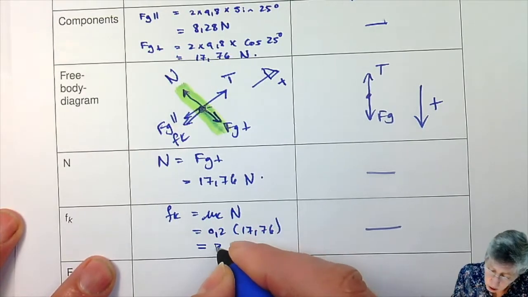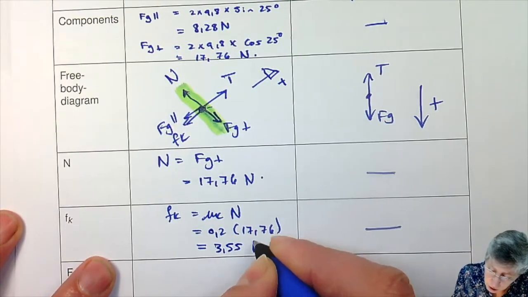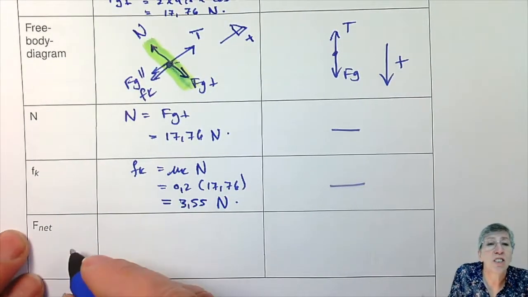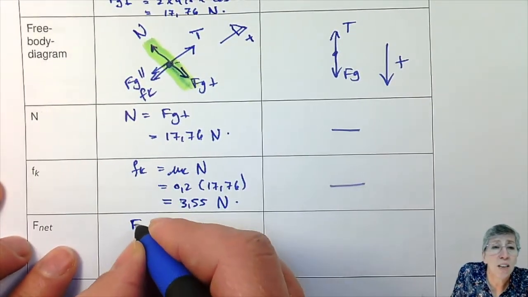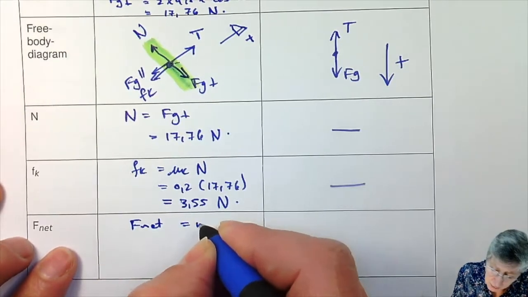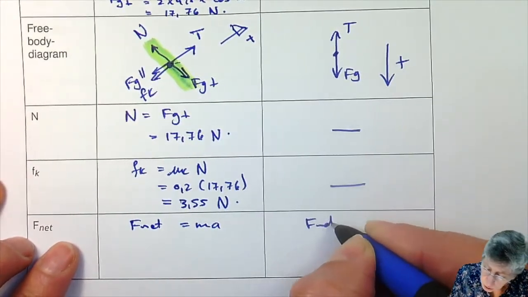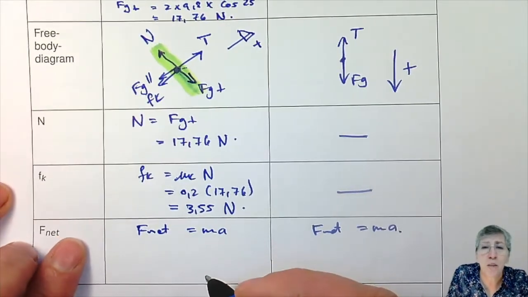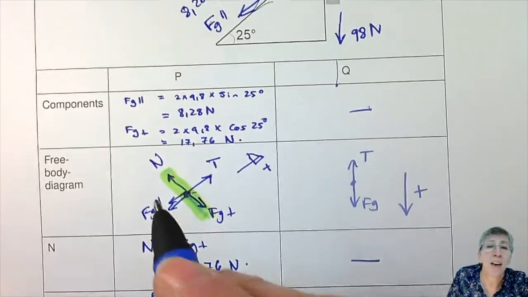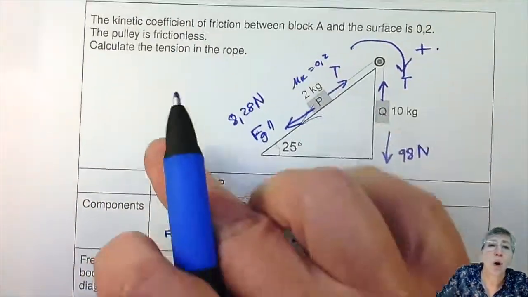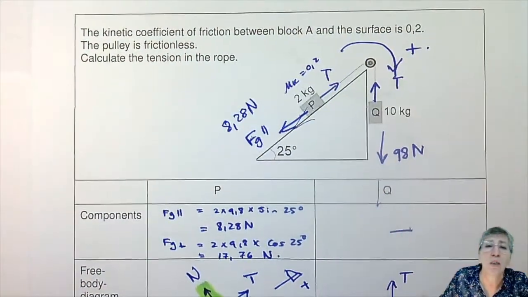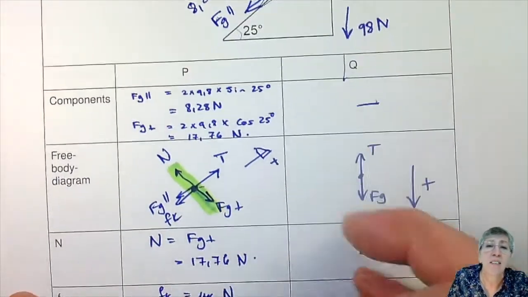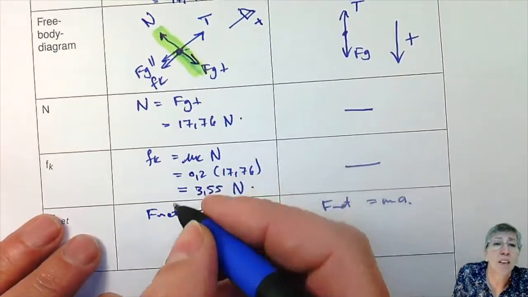And then you end up with 3,55 newton over there. Then we get to Newton's second law. F net is equal to m times a. The CAPS is very specific. You may not apply Newton's second law to the whole system. You need to apply that to every object apart and then do simultaneous equations.